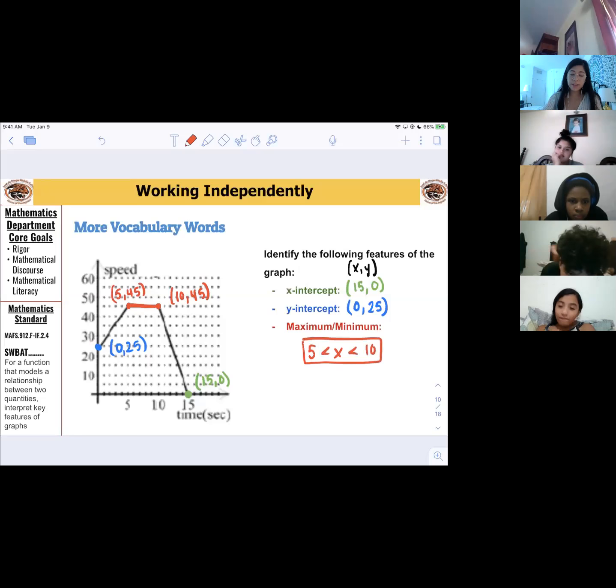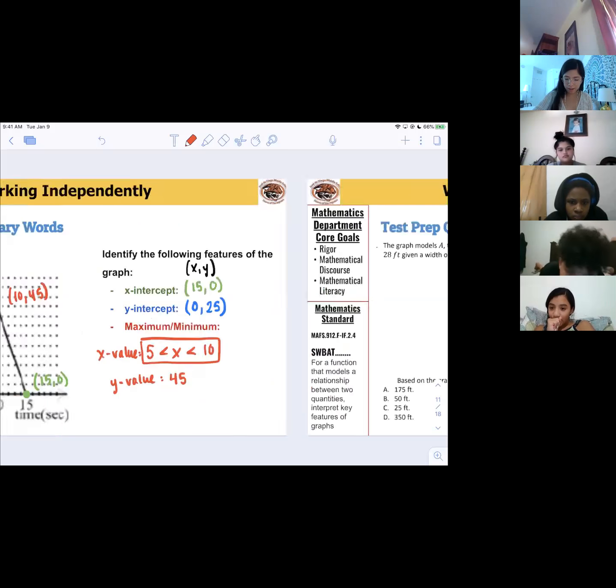So that's actually two ways to write it. You could say the x values are from 5 to 10, and the y value stays the same at 45. On a test, they would always specify which one they want you to write down. So they would probably say, like, what is the y value of the maximum? But in this case, I didn't specify, so you could put either one. Okay. So that's that on that.